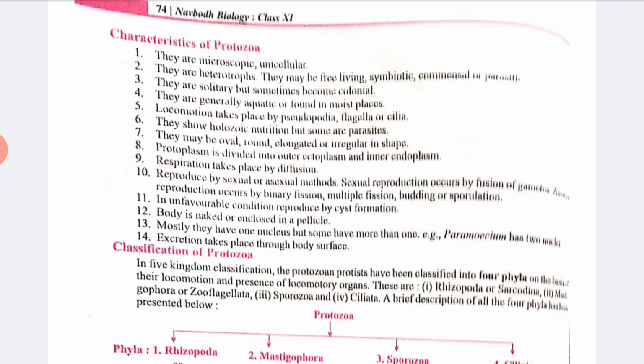Now let us talk about the classification of protozoa. On the basis of the five kingdom classification, the protozoa and protista have been divided into four phyla, on the basis of their locomotion and the presence of locomotory organs. These are Rhizopoda, second Mastigophora, third Sporozoa, fourth Ciliata. A brief description of all four phyla is presented.